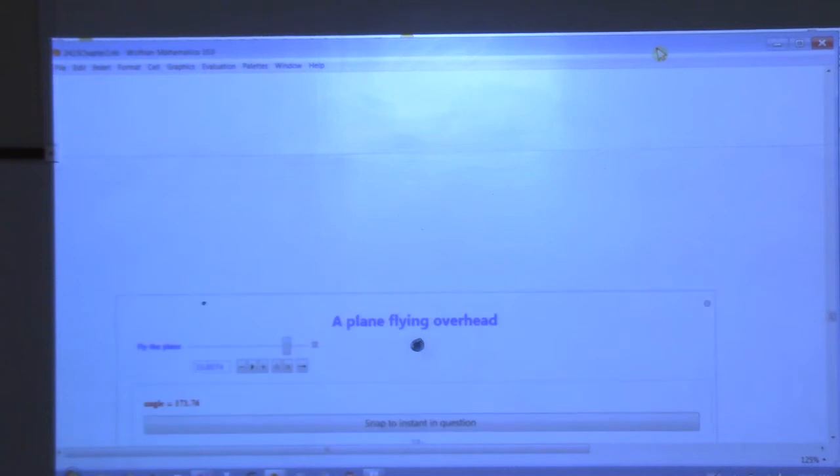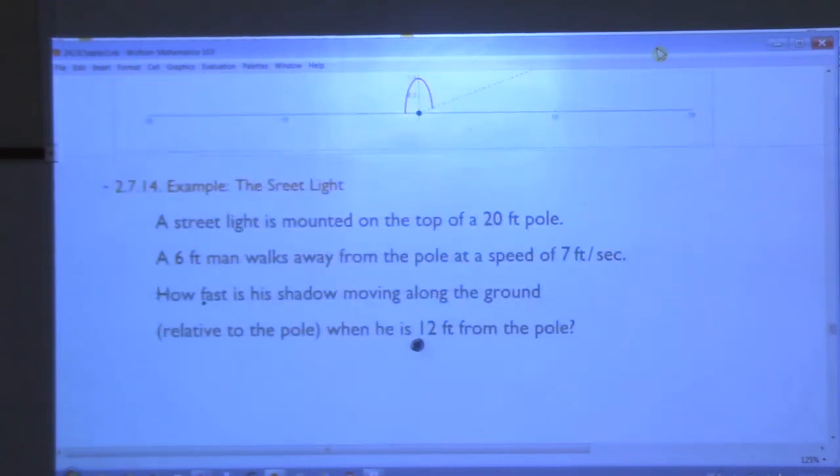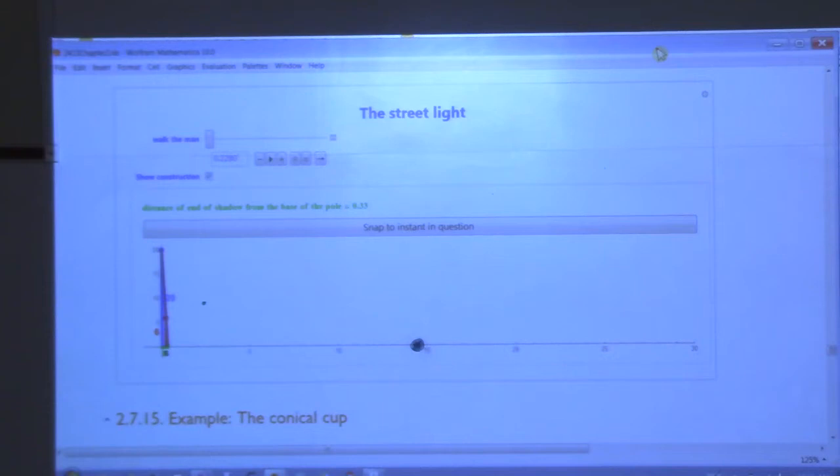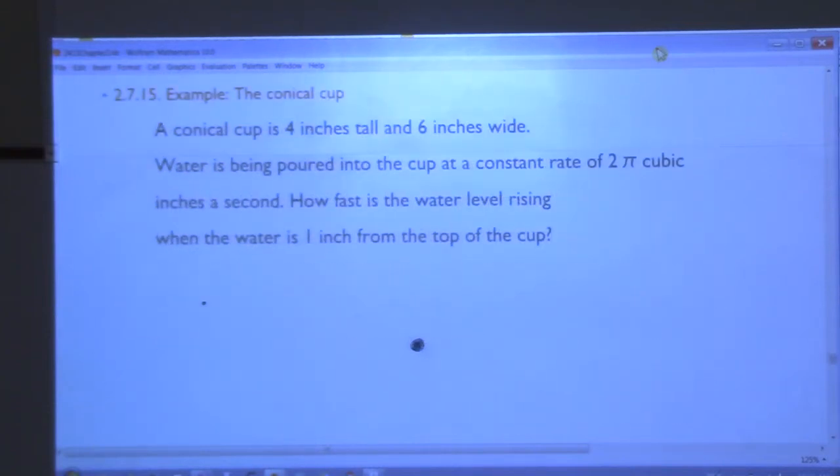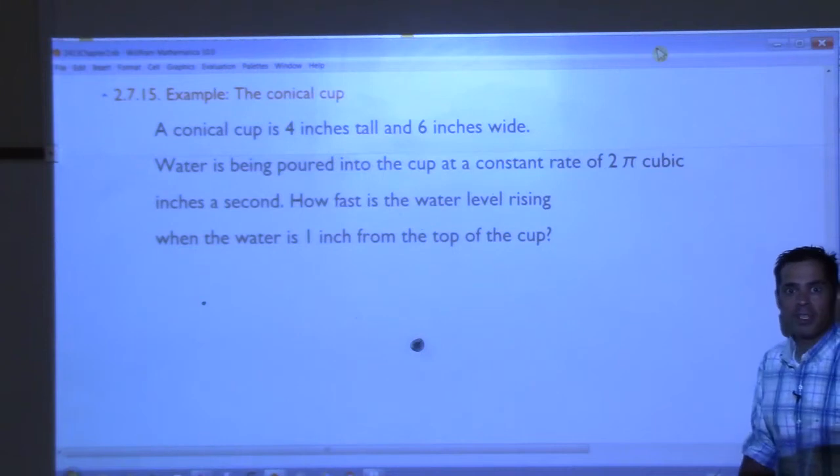So we've seen the use of some triangles, right? I don't think I'm going to do this one right now. I'm going to do this one. This is like a classic Calculus 1 related rate problem. Like most Cal 1 students will see this problem.